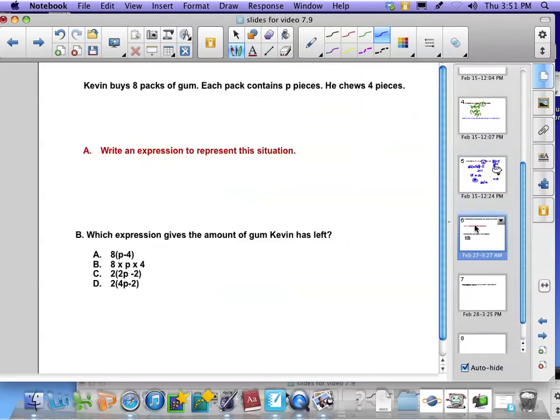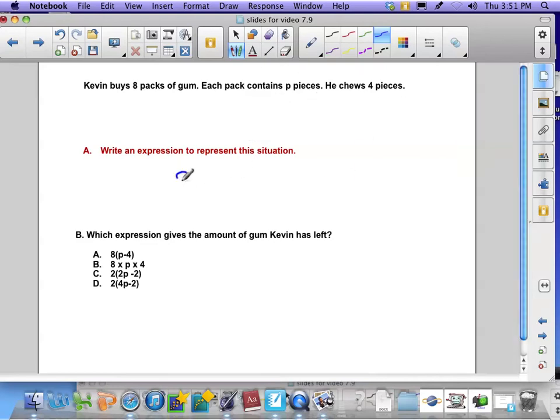All right, let's look at a word problem here. Kevin buys 8 packs of gum. Each pack contains p pieces. He chews 4 of them. Write an expression. So I've got 8 packs of gum. I don't know how many pieces are in each of them, but he eats 4. Now which expression gives the amount Kevin has left?